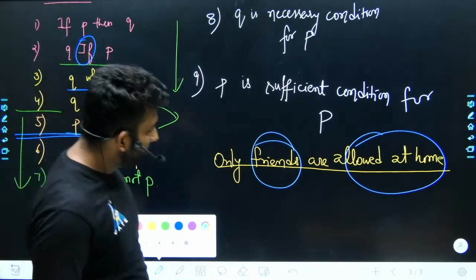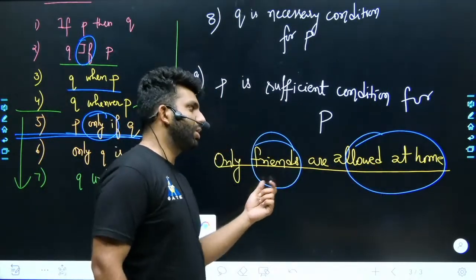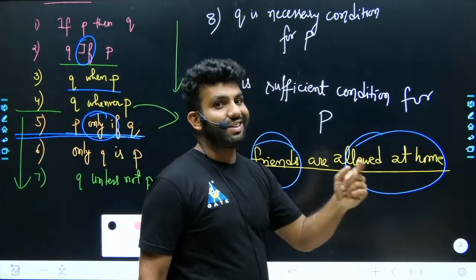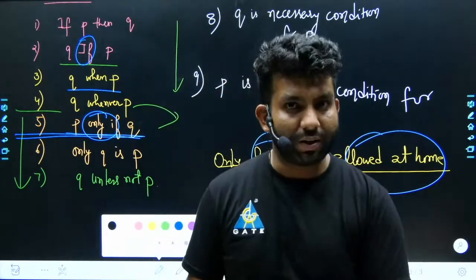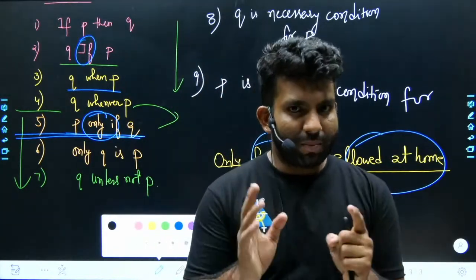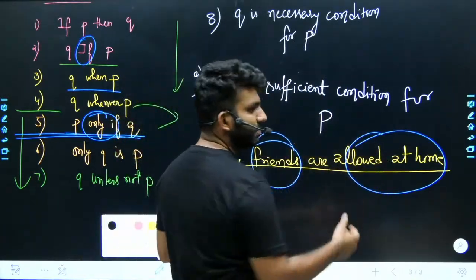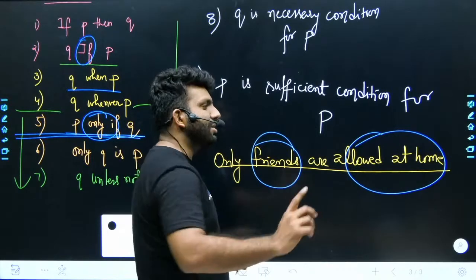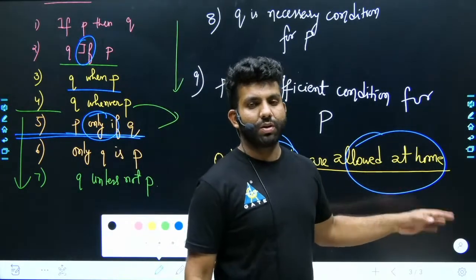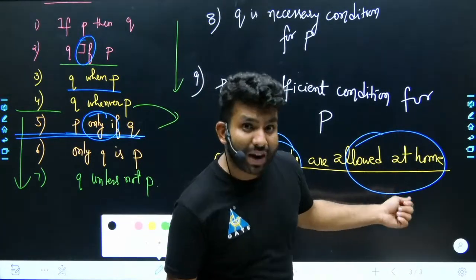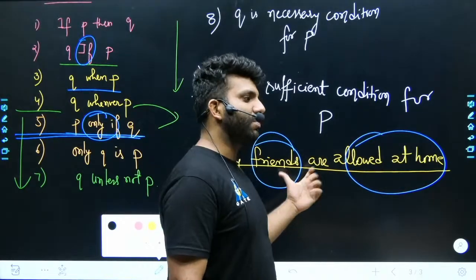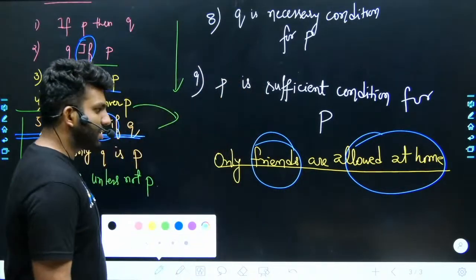This part implies this. If someone is allowed at home, he or she is a friend. So just remember this properly. If you have any doubt, sir, why this does not imply this, just understand, if someone is my friend, that doesn't mean he is at my home. If someone is at my home, that means he is my friend, she is my friend. Is it clear, everyone?